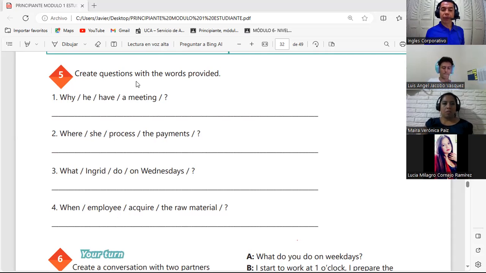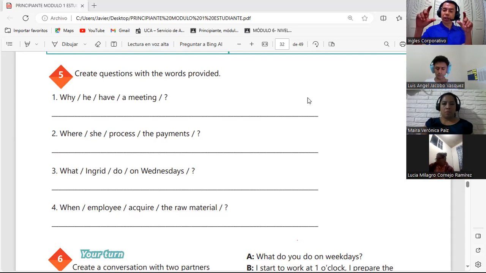So I will make three groups, right? Let's see, 1, 2, 3, 4. So please take a screenshot, and what you're going to do is unscramble this question, right? Including the auxiliary do or does, right? Yes? Okay, here we go.